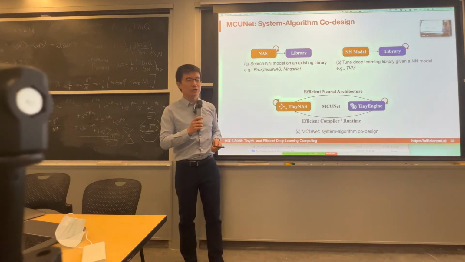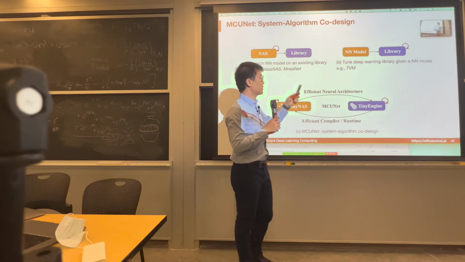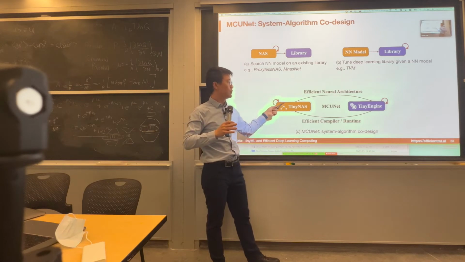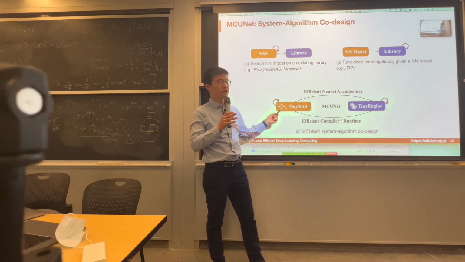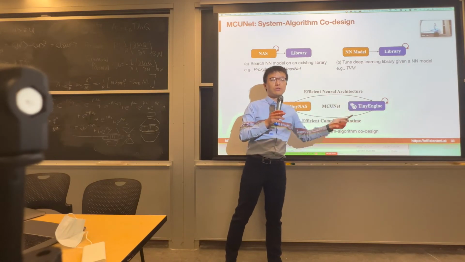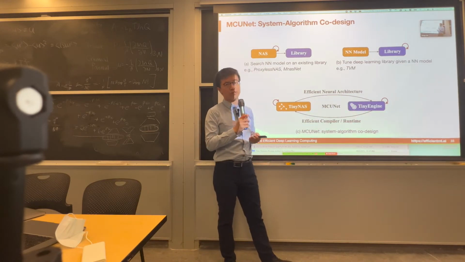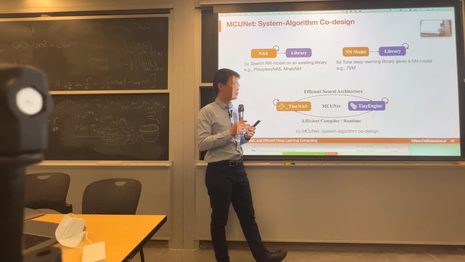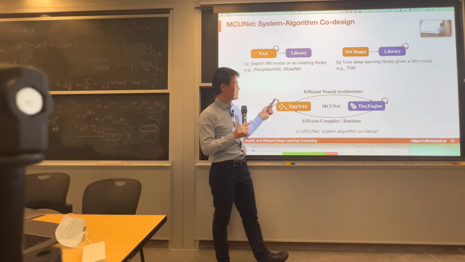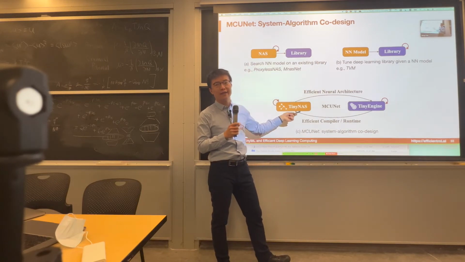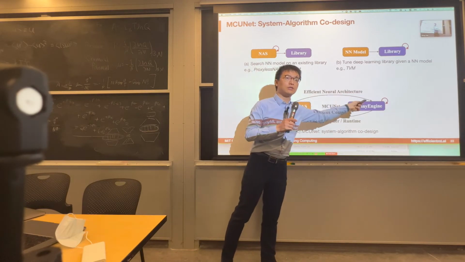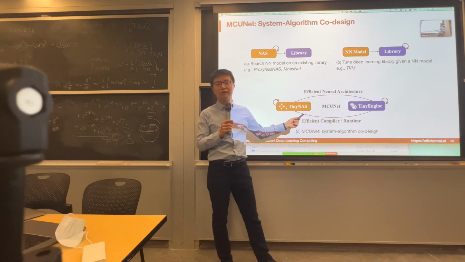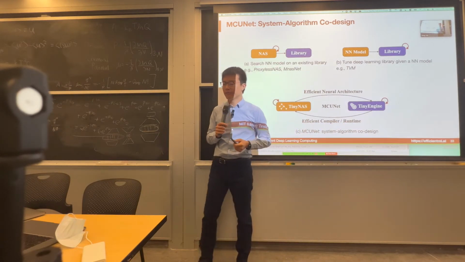So given such memory constraint on microcontrollers, we find it not enough to do either. We should open the design space to design both the neural network architecture and also the inference engine, which is the inference library on the microcontroller, ourselves. Okay? This opens up a larger design space and allows us to do a better trade-off, right? So TinyNAS stands for Tiny Neural Architecture Search, and provides an efficient neural network architecture. And TinyEngine provides an efficient compiler and runtime. So they work coherently with each other.